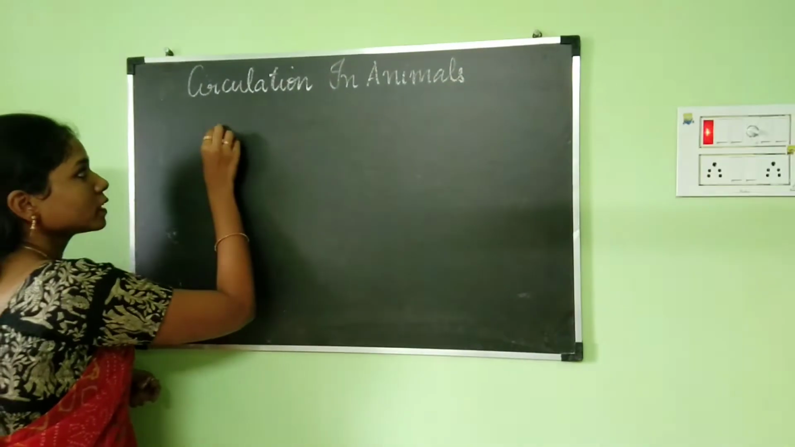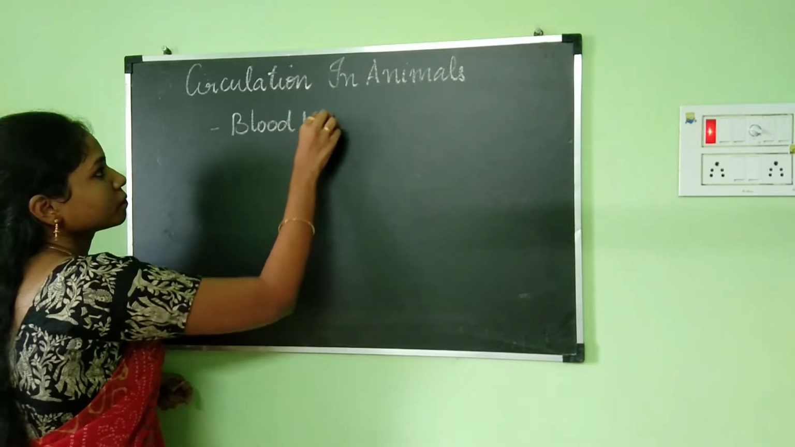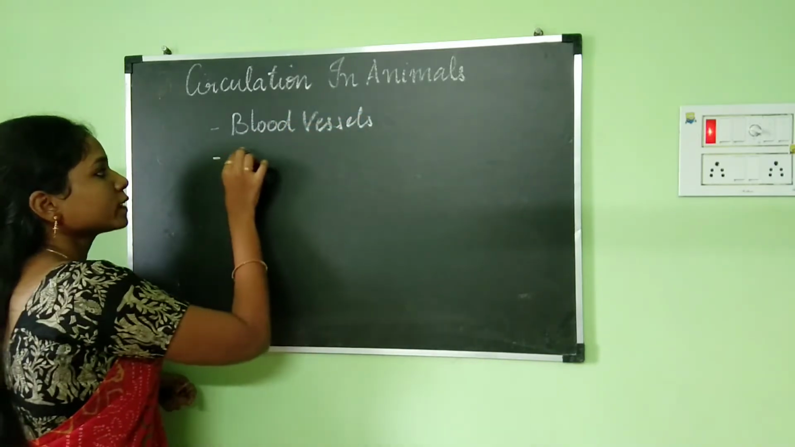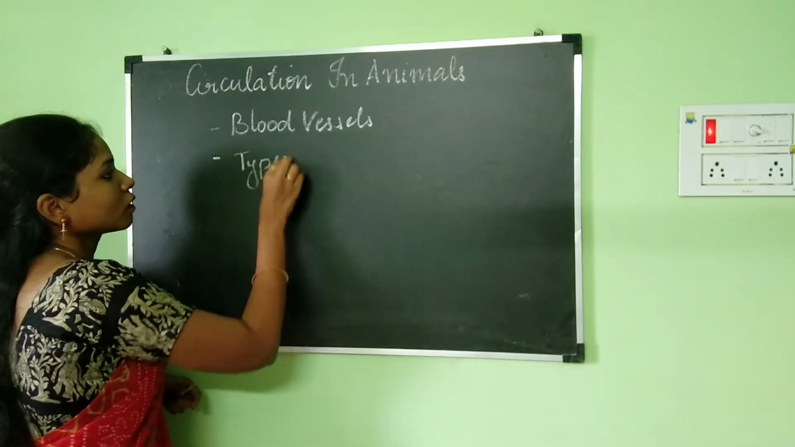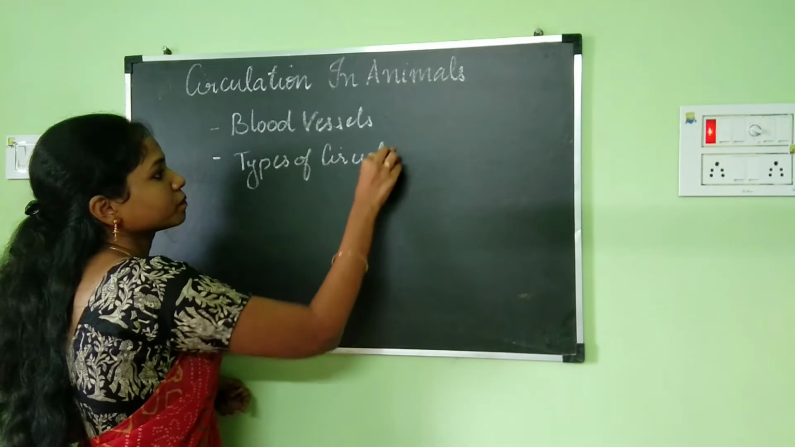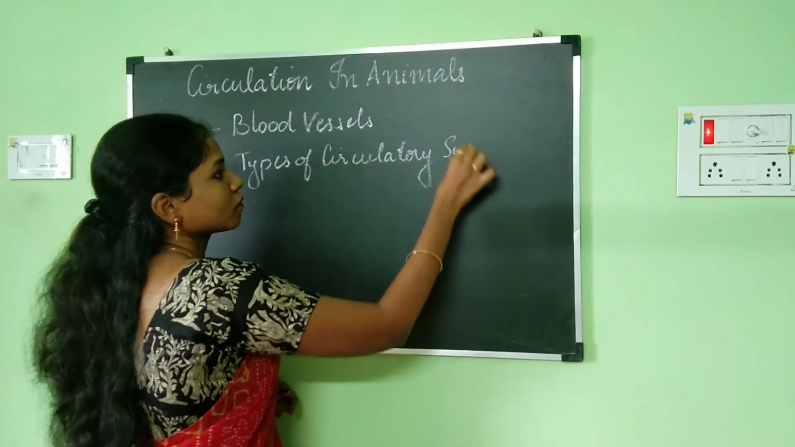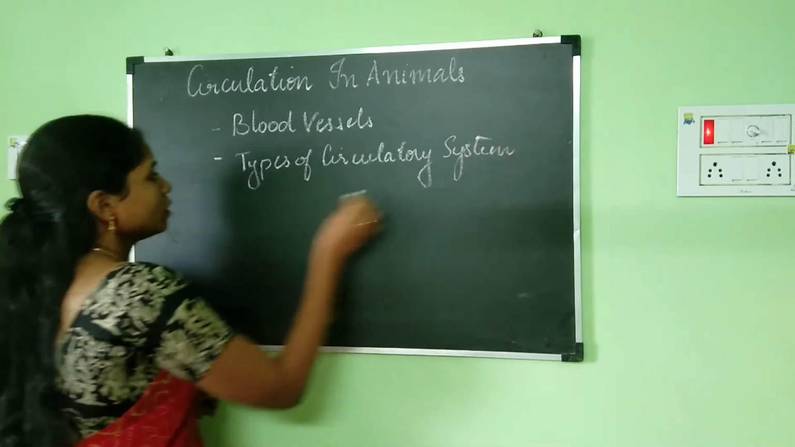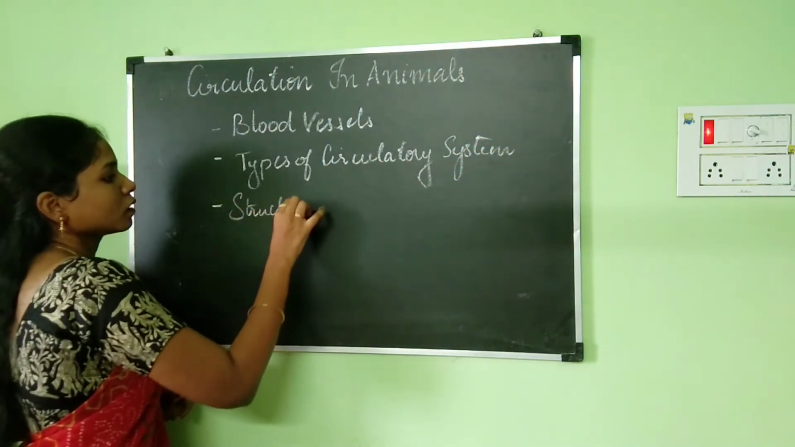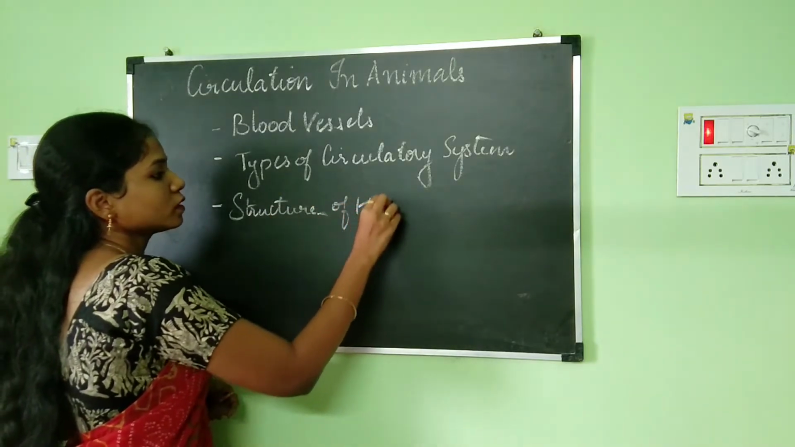So we are going to be discussing the blood vessels. We are going to be discussing the types of the circulatory system. Then we are going to be discussing the structure of the human heart.